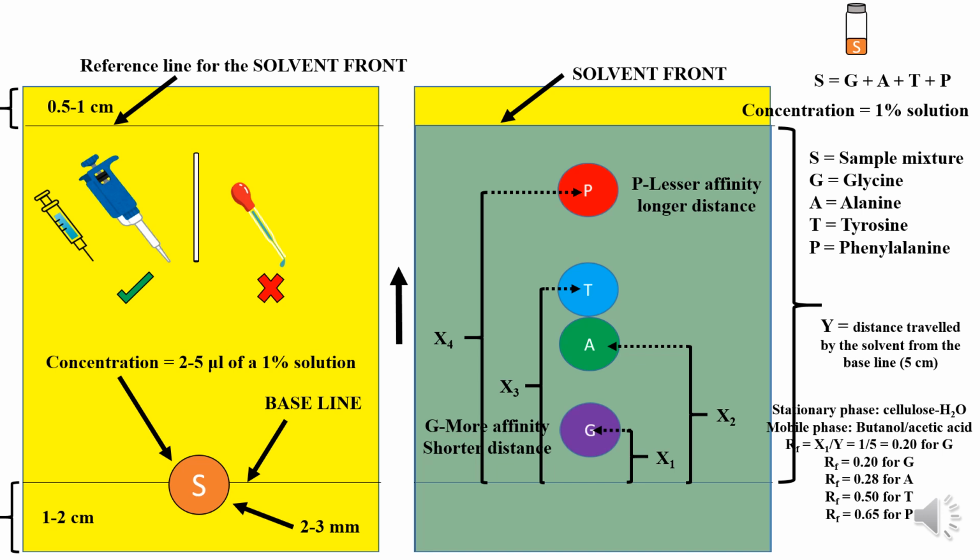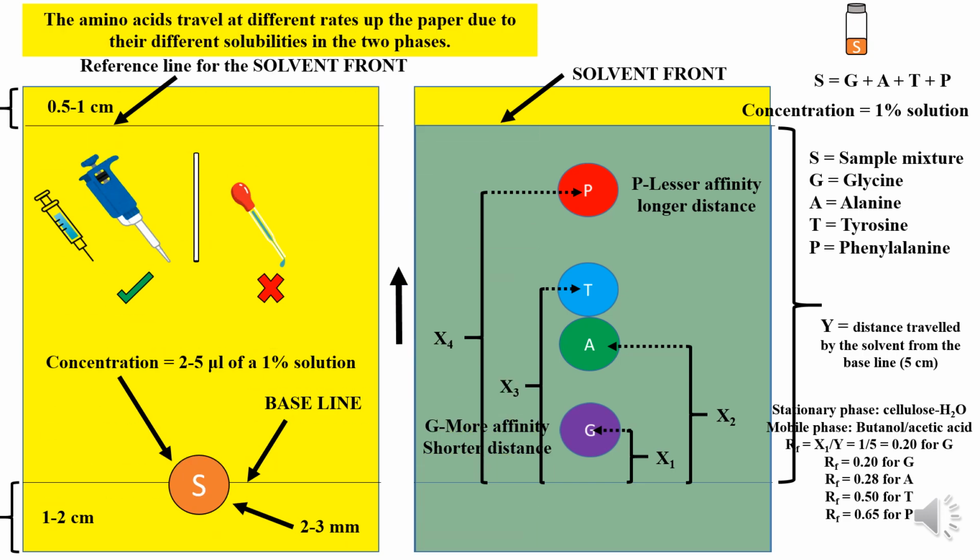Now remember, the RF values vary depending on the mobile phase that you are using for the experiment. So as you vary the ratio of the butanol acetic acid composition, the RF values may also vary. RF value is the abbreviation for retardation factor or retention factor. It is used for qualitative analysis, for identification purposes. And the RF value is specific or a constant value for the given molecule or chemical compound, and it is constant for a given combination of stationary and mobile phase.